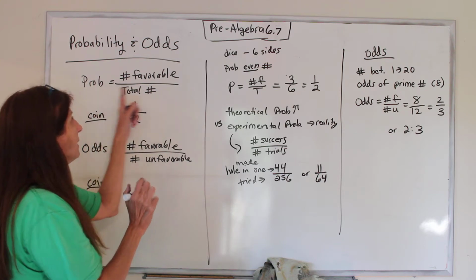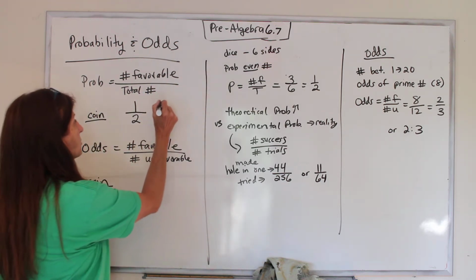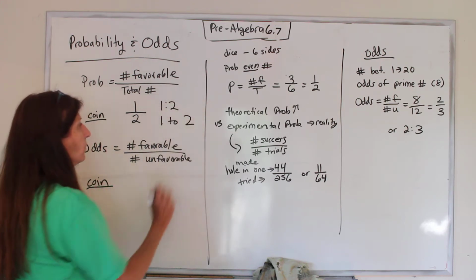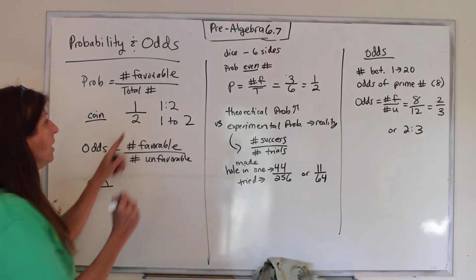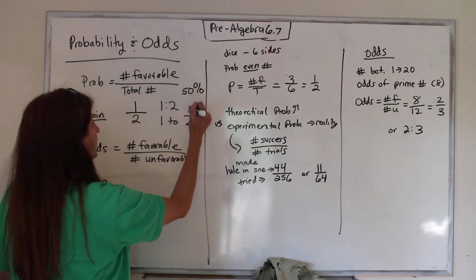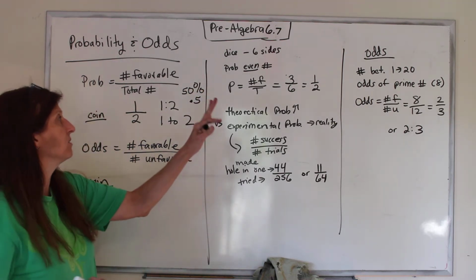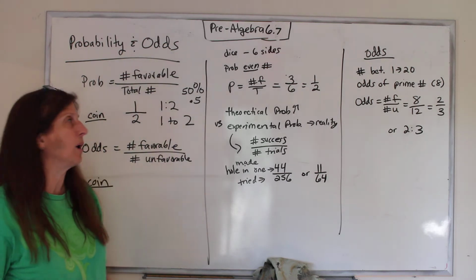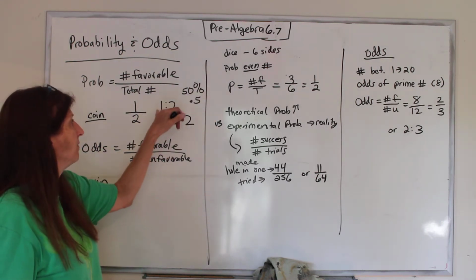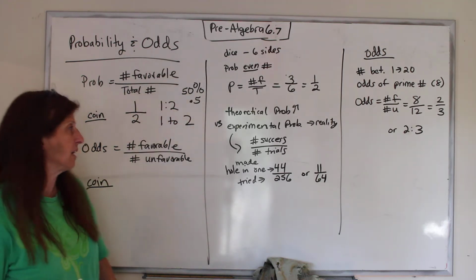So the probability of a favorable outcome is 1/2, or it's 1 to 2. Those are all the same things. Or sometimes it's said to be 50% or 0.5. All of those are ways of reporting that probability, because remember, 1/2 is the same as 50% or 0.5. So all of those are the same thing.